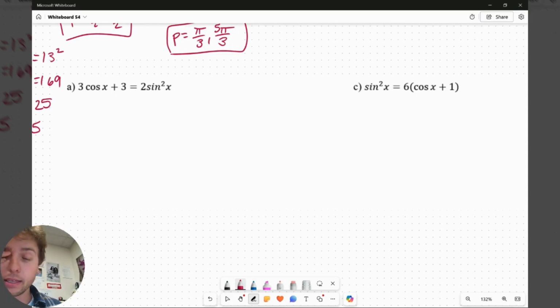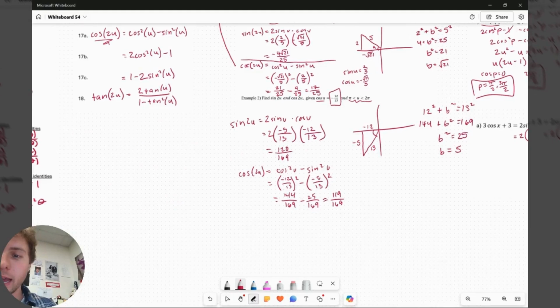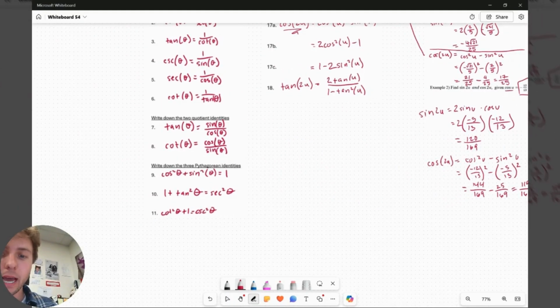Okay, look at A. I see cosine, I see sine. I don't like when I'm solving and I have different trig functions. I like one trig function. So maybe when I'm solving, I can change the sine. Okay, so I know sine squared is the same thing as 1 minus cosine squared x. Remember, that is one of our identities we looked at in the last video. It's found from the Pythagorean identities.